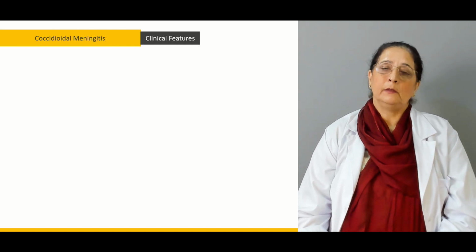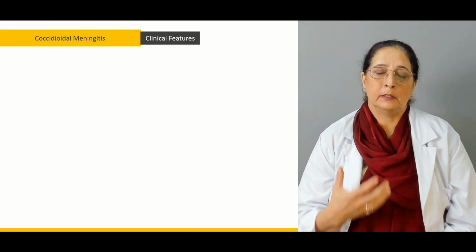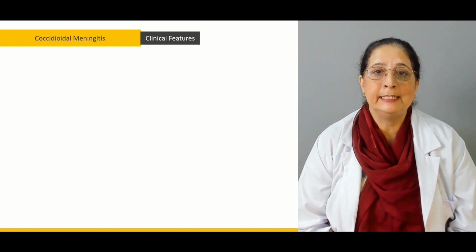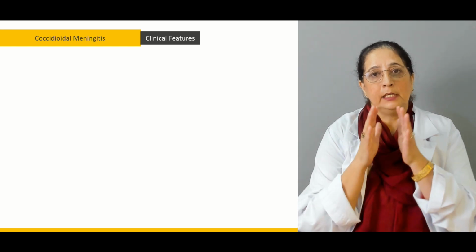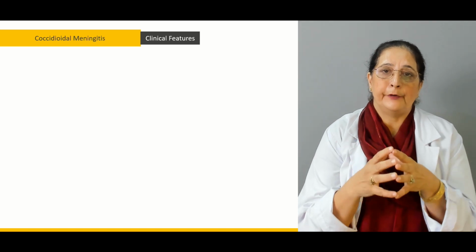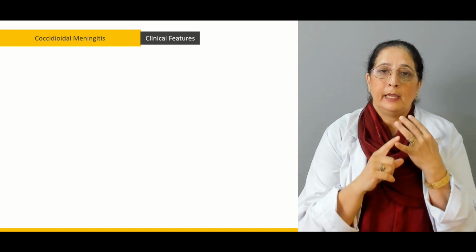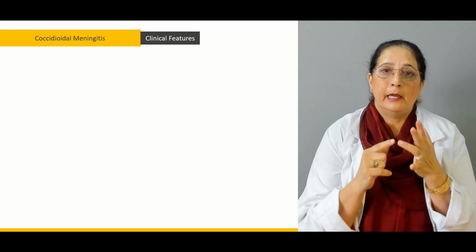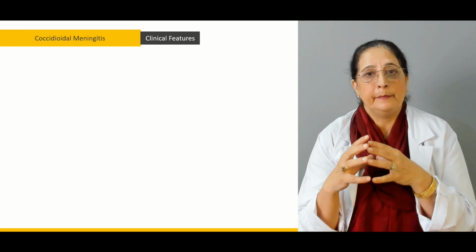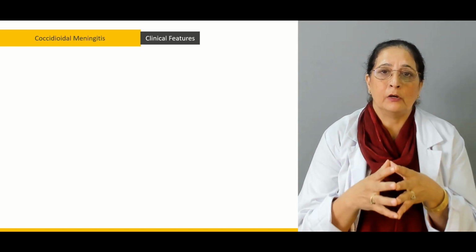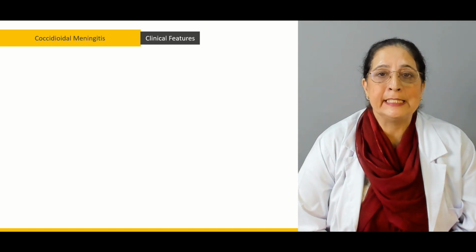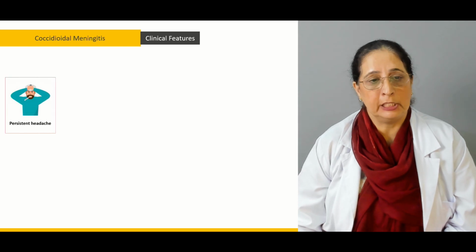Next, another structure which is affected by the infection is the meninges, and meninges are the coverings of the brain. We have three meninges covering the brain and spinal cord: the pia mater, arachnoid mater, and the dura mater. These are the three meninges, and the infection of the meninges causes coccidioidal meningitis, inflammation of the meninges.